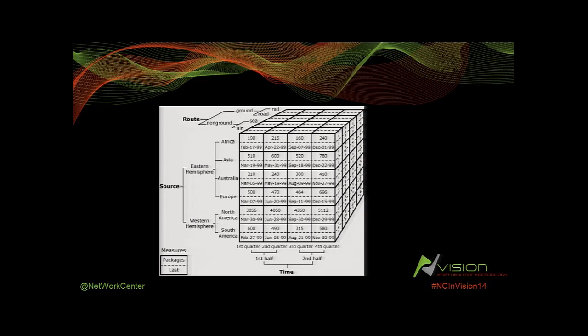I'll use the example here in the lower right corner, if you guys can see that, where the number is, and I'm 43, so my vision isn't great, 580, and you'll see the measure of packages in the lower left corner. That 580 represents the number of packages that this fictitious business has shipped. That's the value, whether you look at it in terms of the source, what hemisphere it came from, or you look at the route it took in terms of non-ground, air.